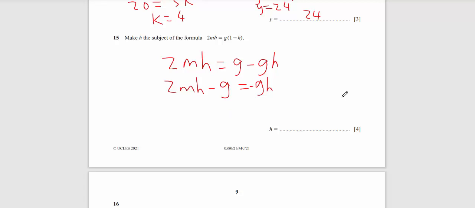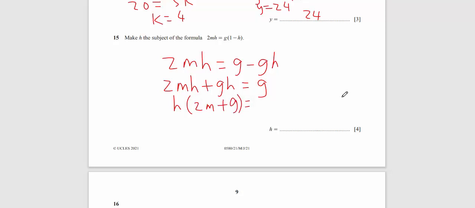Sorry about this. Actually, we have another h in here. So I'm going to move the gh to the left because there's another 2mh. If we have 2mh plus gh, we have two terms with h, so we can take out the common factor of h. We have to leave the h by itself because we want to make h the subject. Then we get h is equal to g over 2m plus g. So this will be the formula.